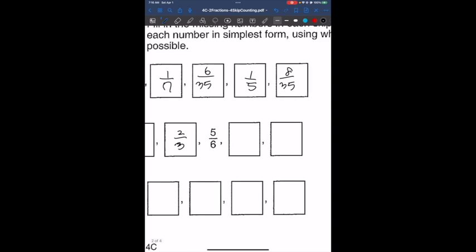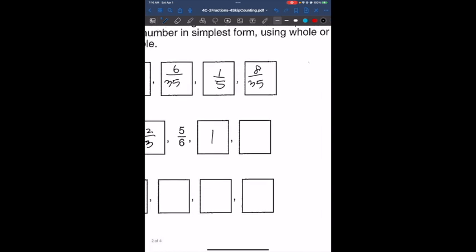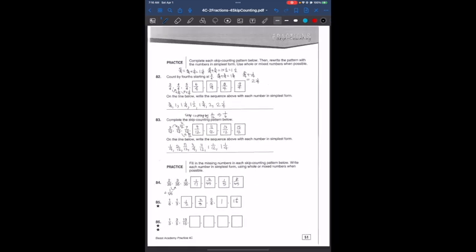And then add 1 over 6 again, that gives us 6 over 6, or 1. And so eventually the next one is going to be 1 and 1 over 6, which translates to 7 over 6.